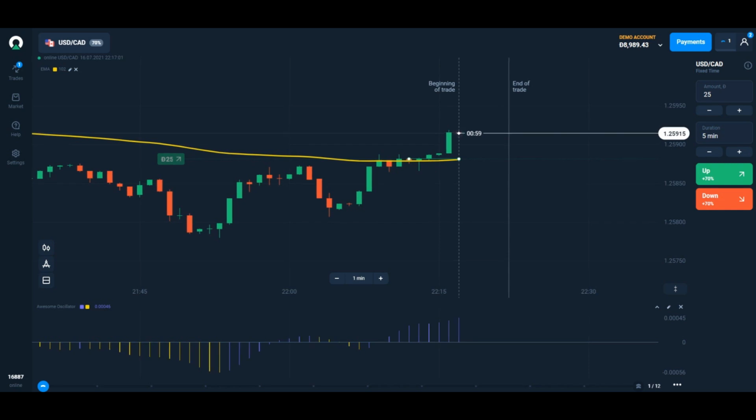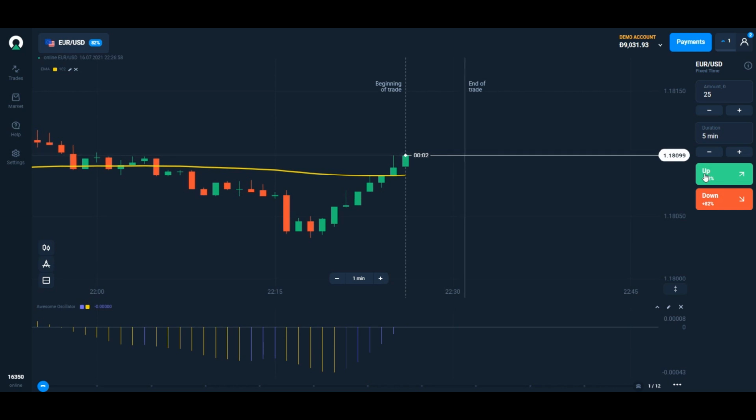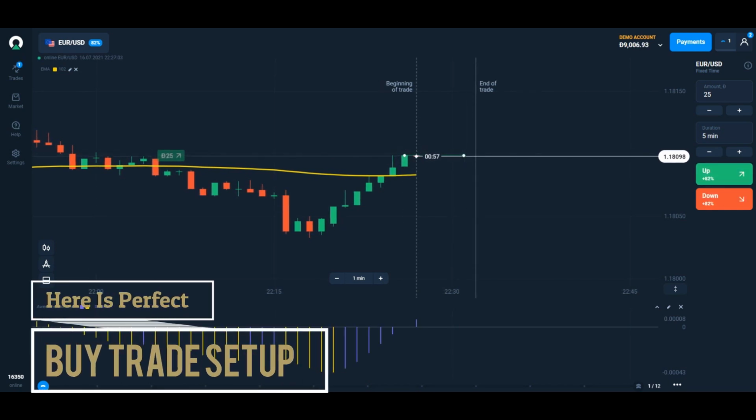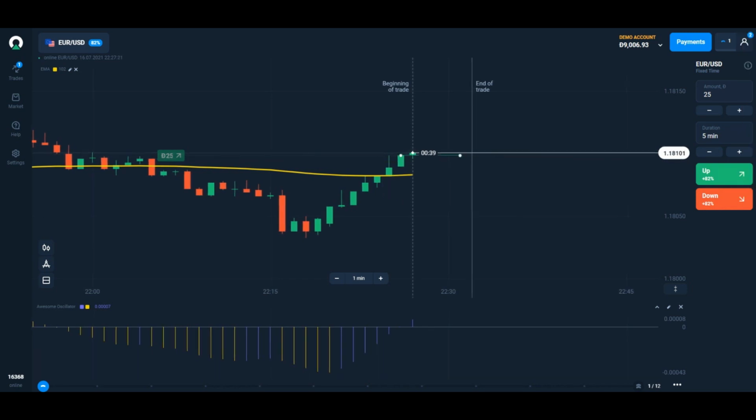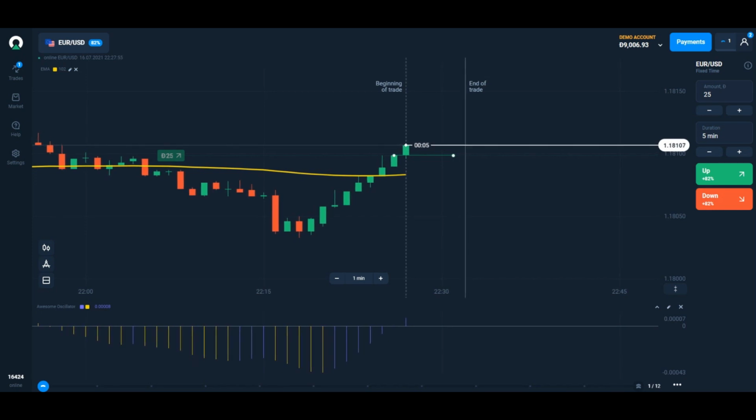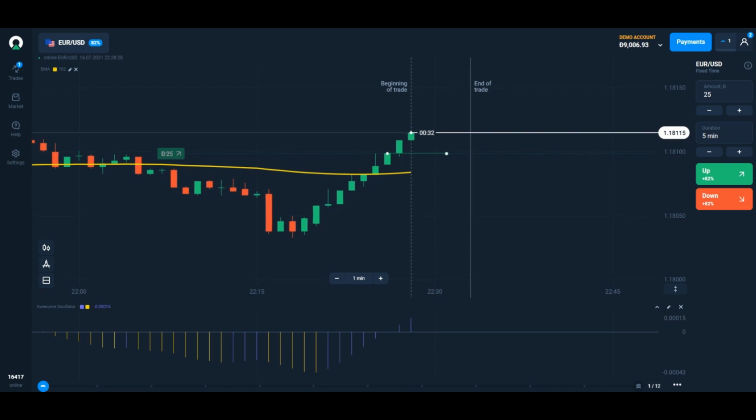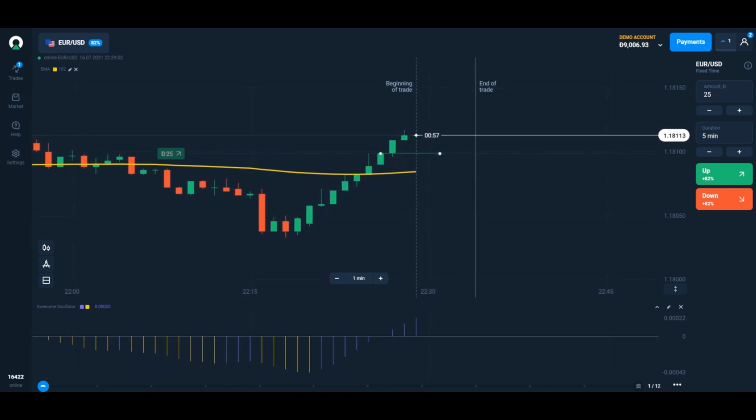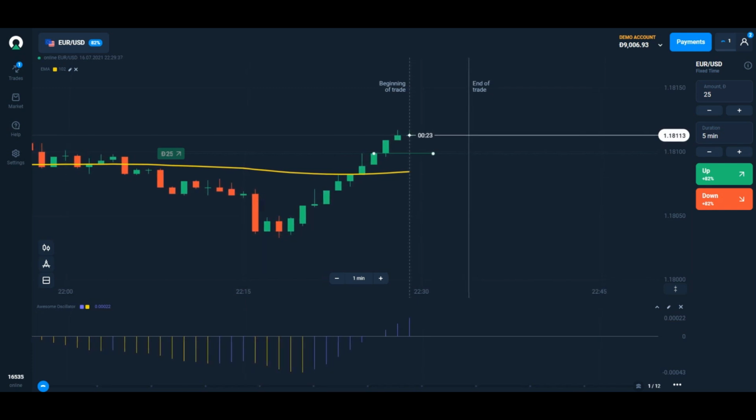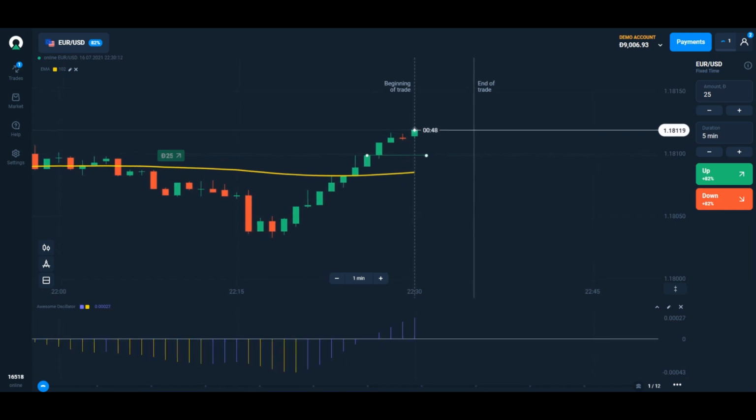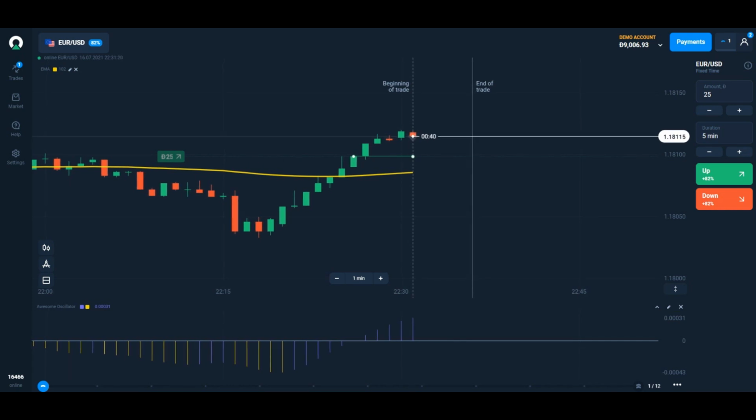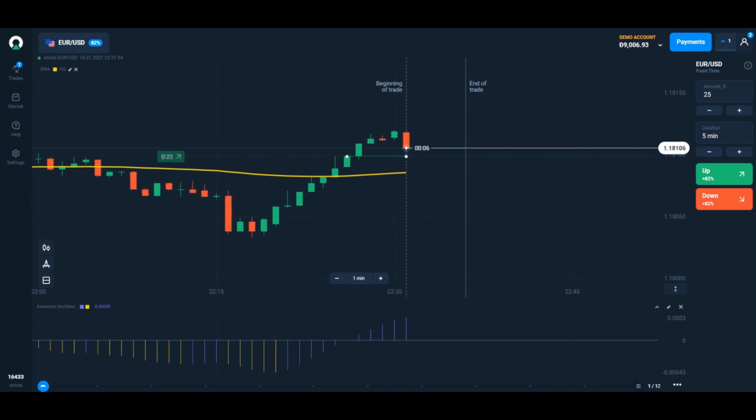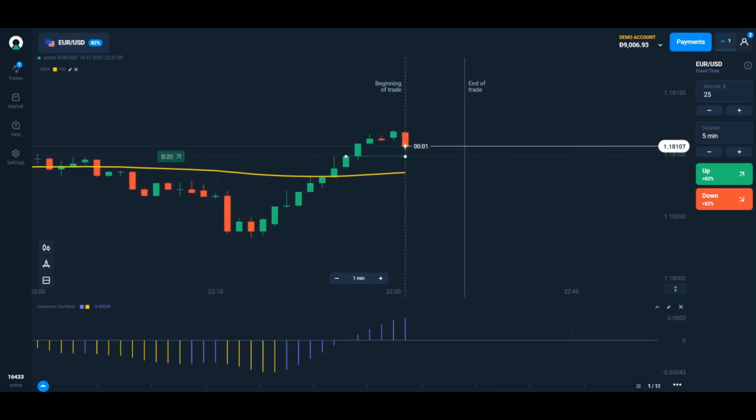This will be a winning trade. Here is a perfect buy trade setup as our recommendations. Now wait for the result. This is also a winning trade.